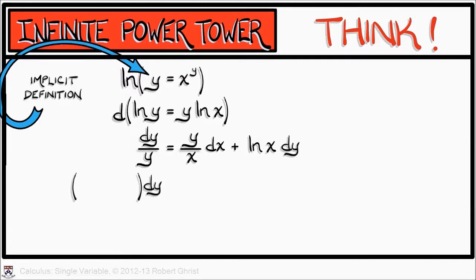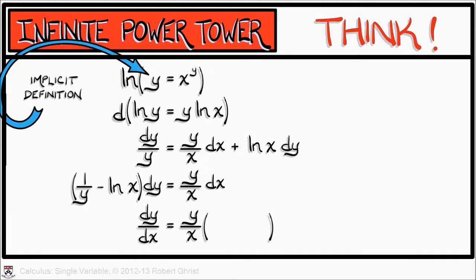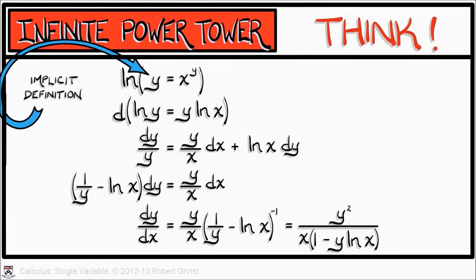And now the rest is just a little bit of algebra. Move terms over to the left, collect, factor out the dy. What's left over on the right is y over x dx. And now, rearranging terms, we solve for dy/dx as y over x times 1 over y minus log of x to the negative 1. If you like, you can rearrange the terms a little bit, get y squared over x times the quantity 1 minus y log x.